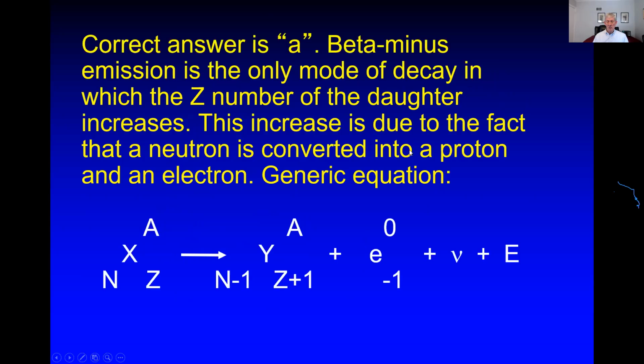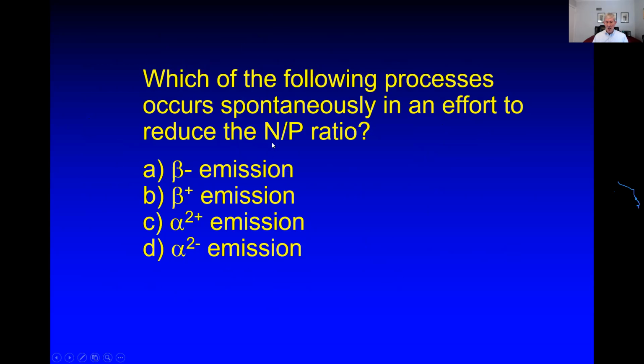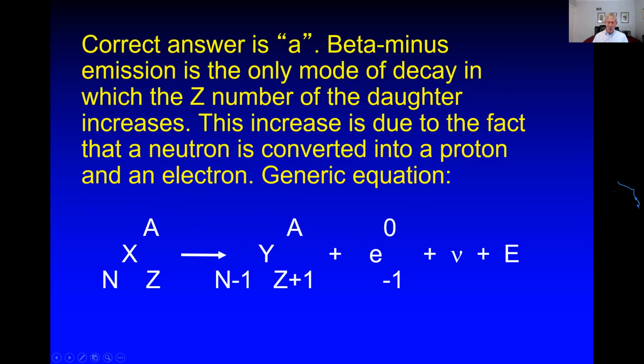Let me back up to the question. The NP ratio. So let's take a look. What happened to the NP ratio? It went from N over Z to N minus 1 over Z plus 1. That is a decrease in the ratio. Remember, the ratio was too high. Now it went from N over Z to N minus 1 over Z plus 1.